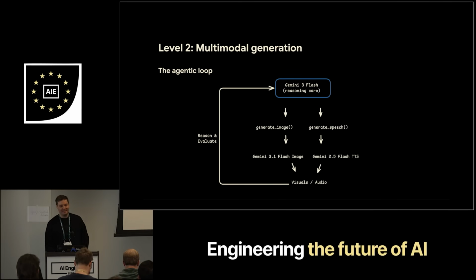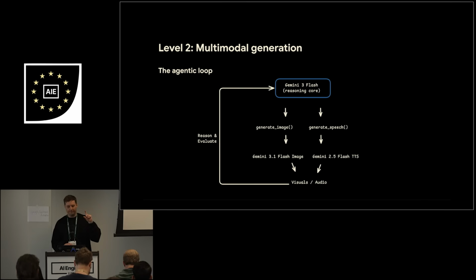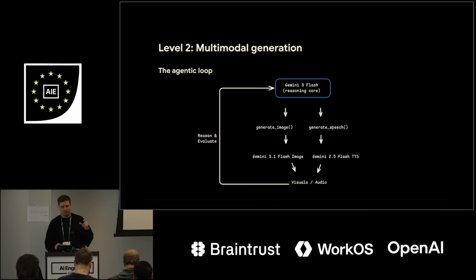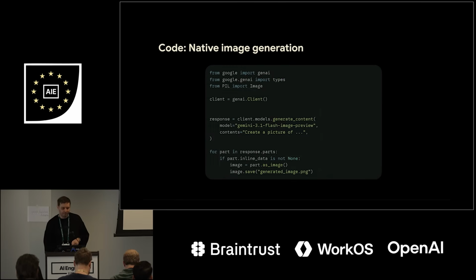Then the next phase is the multimodal generation part. So for this, we're using the agentic loop, where we use Gemini as the brain behind this, and we combine it with function calling, and I will show you how to do this in a moment. And then these functions call the specialized native generation models, and then it can reason if these assets are enough or if we need more.